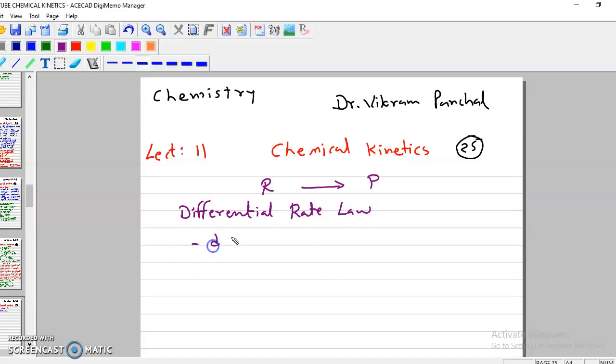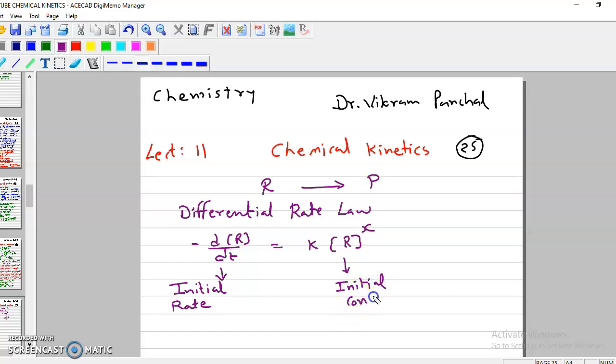minus dR by dt is equal to K, that is the rate constant, into concentration of reactant raised to X, where this is known as the initial rate of reaction. Okay, so we can find out the initial rate of reaction, while this is called the initial concentration of reactant, and K is the rate constant, X is the order of reaction.